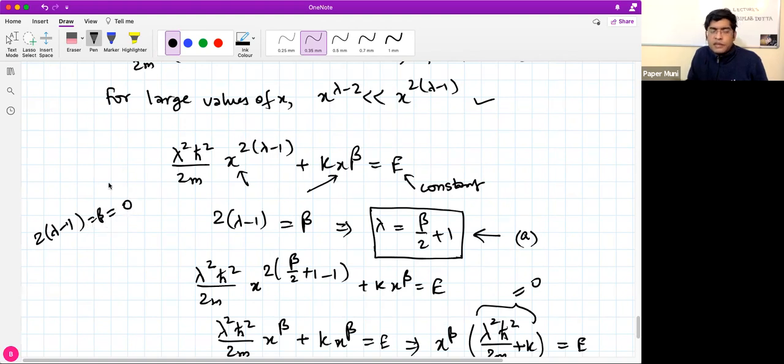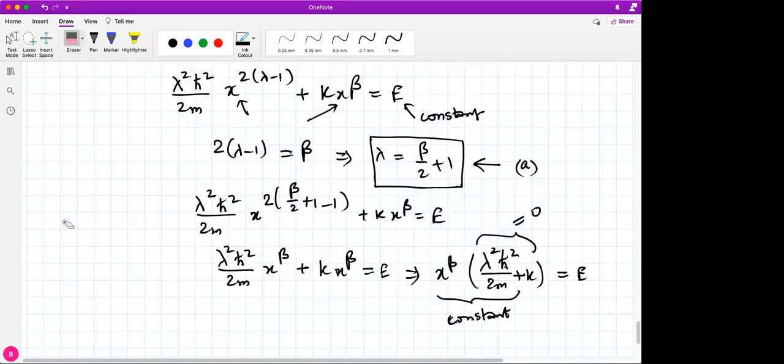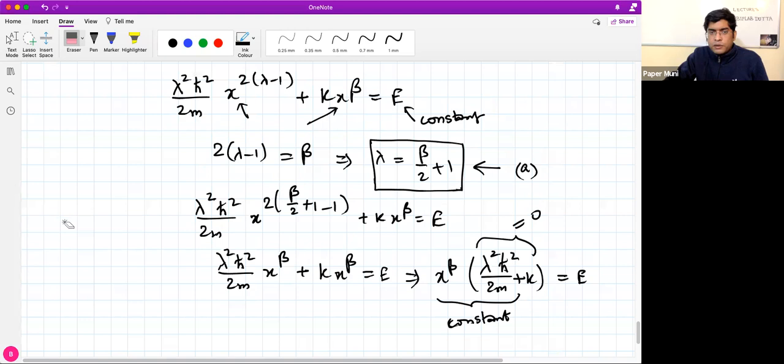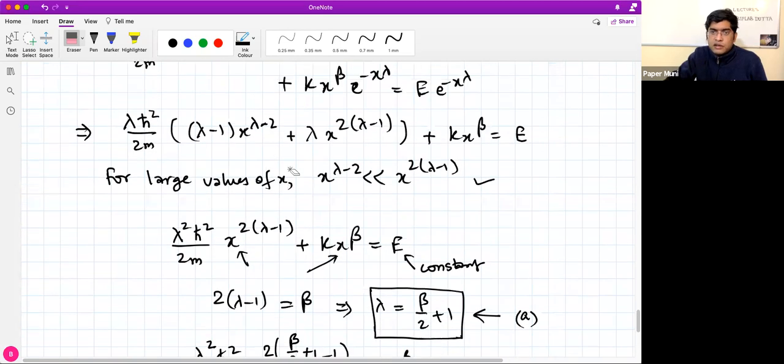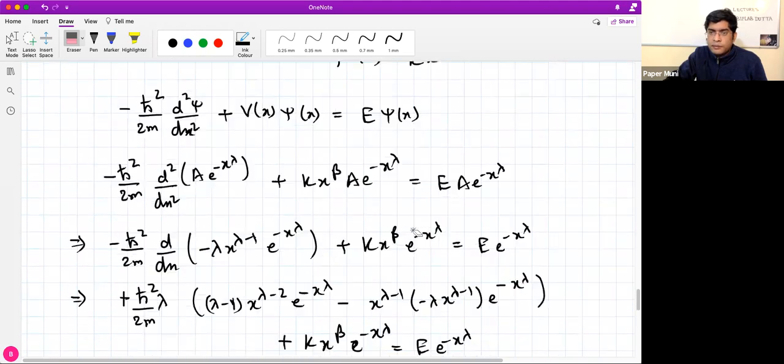No, beta is not 0, right? Okay. Beta is not 0. We do not want beta to be 0. It's given in the question. If it's 0, then there's nothing to start with. Then everything becomes 0, and the potential becomes constant then.